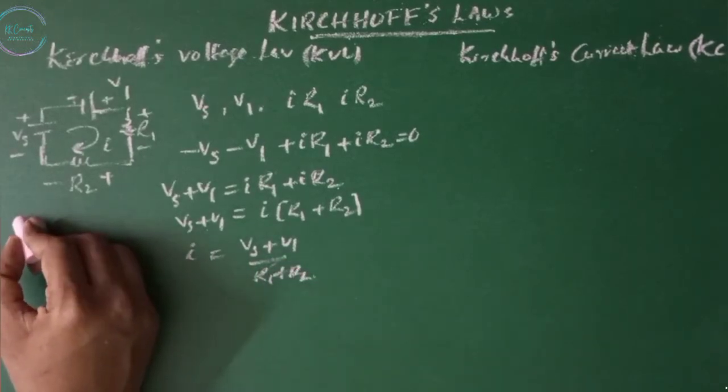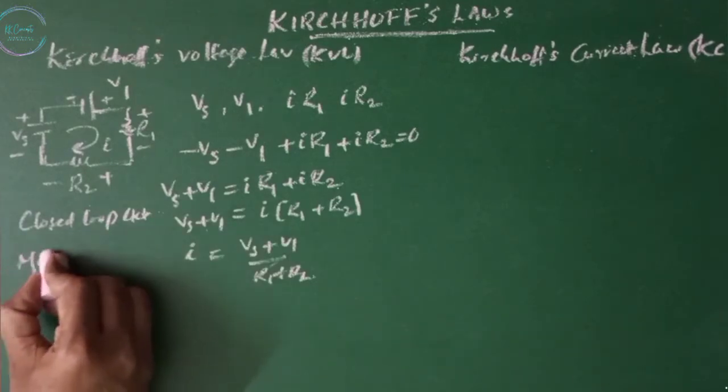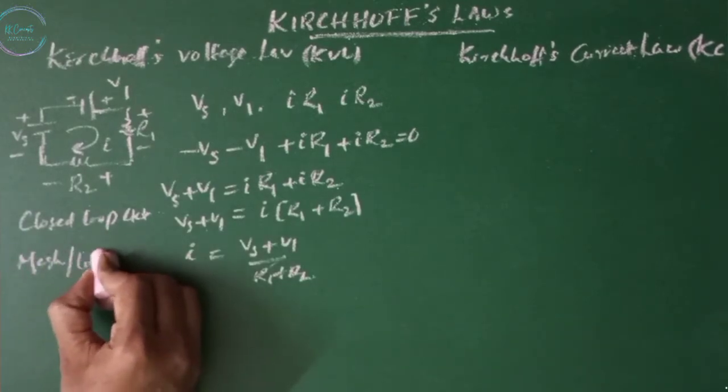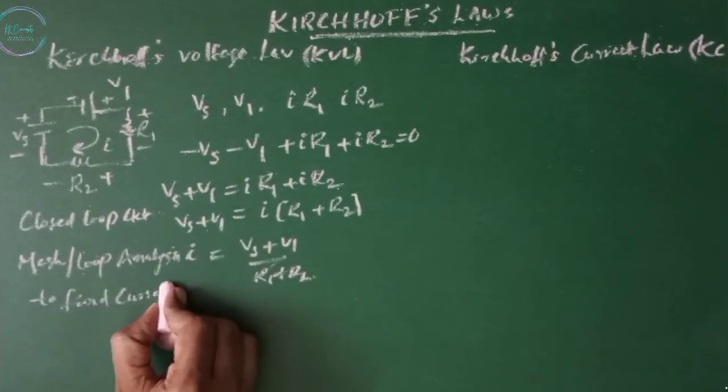KVL is applied for a closed loop circuit. This can be used for mesh or loop analysis to find out currents.